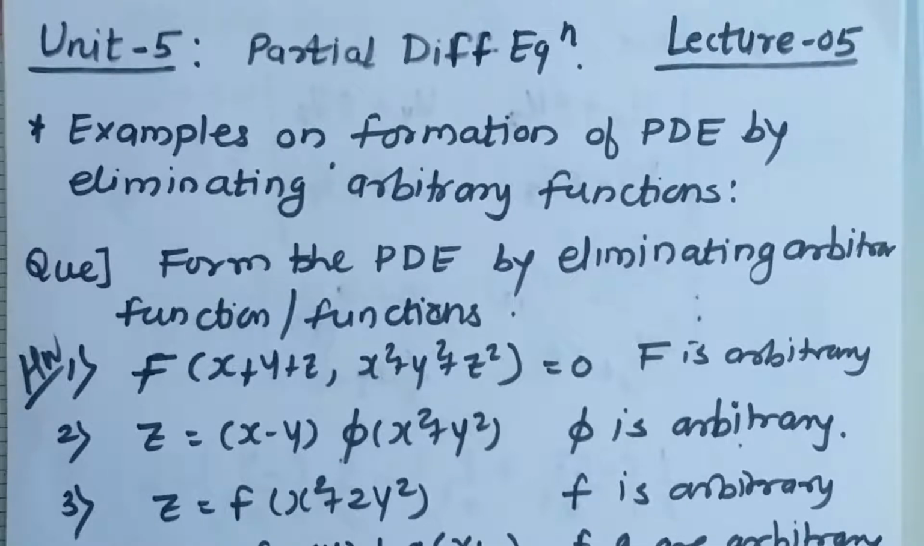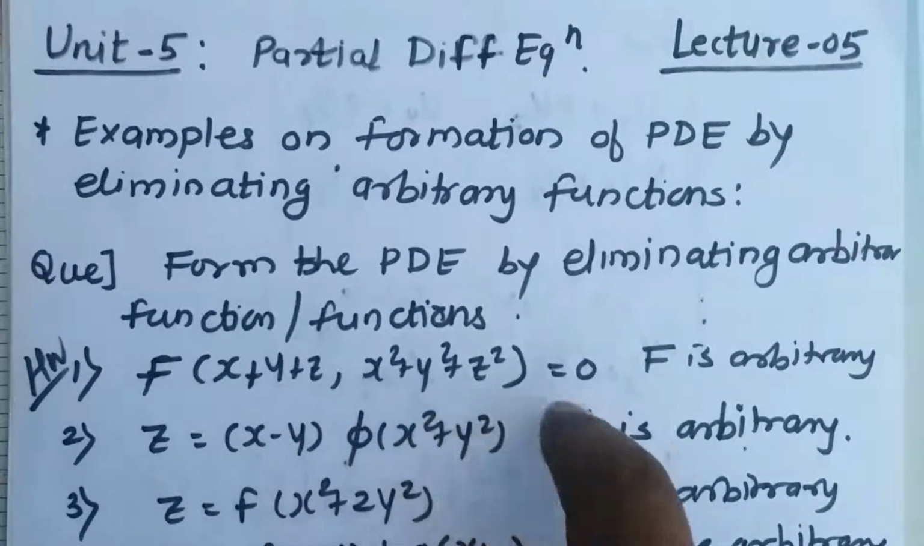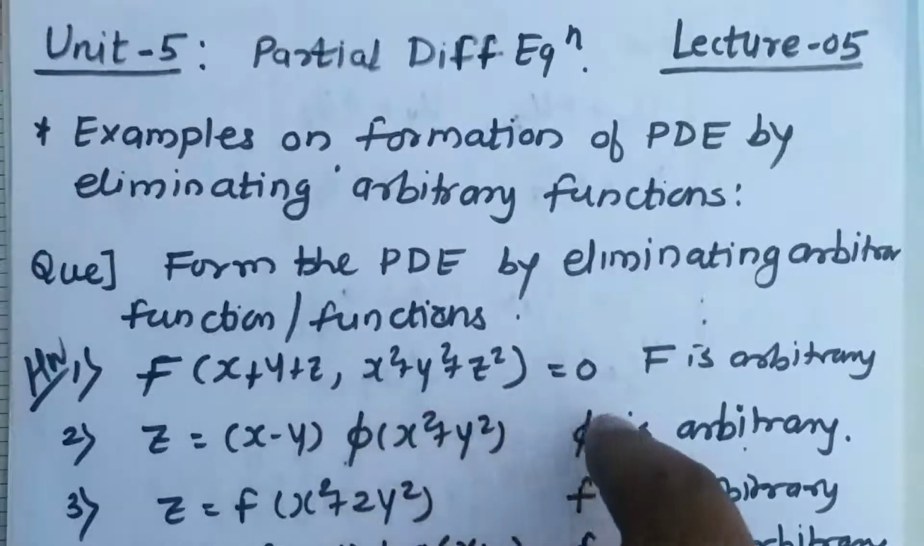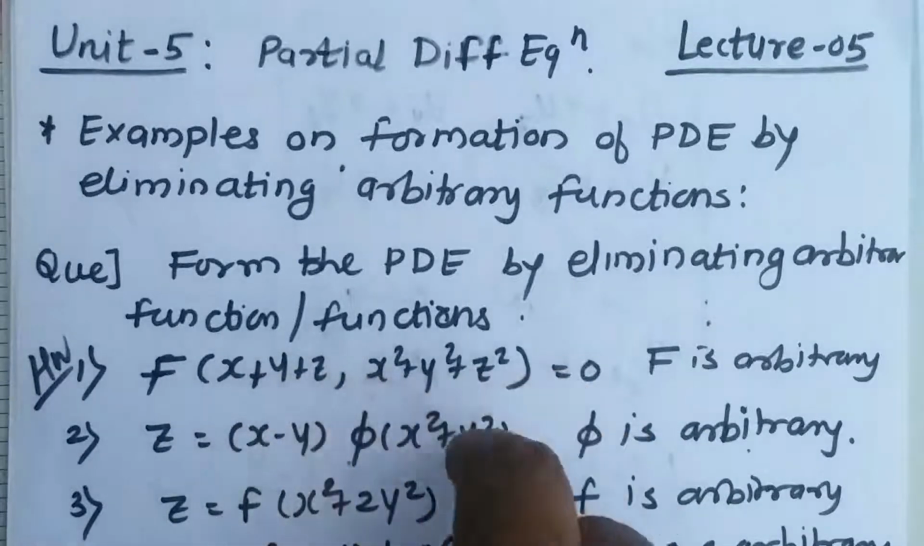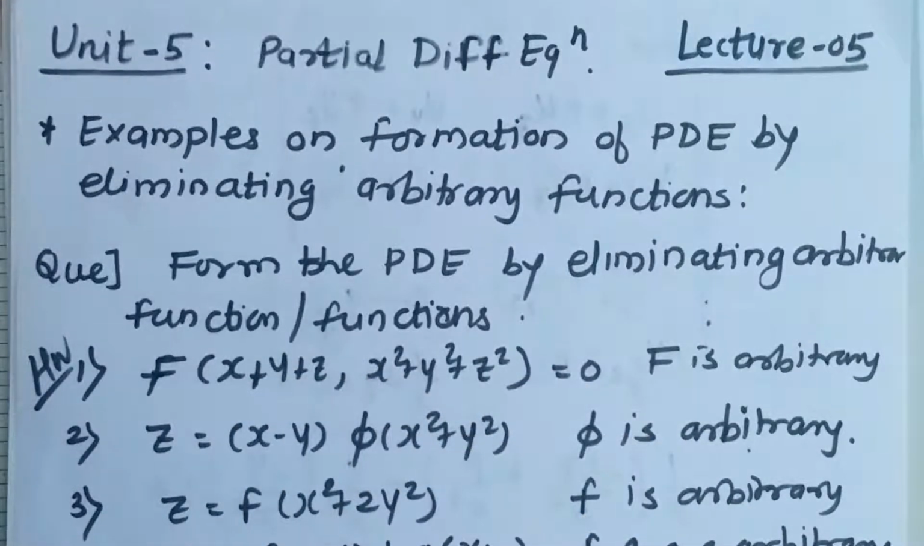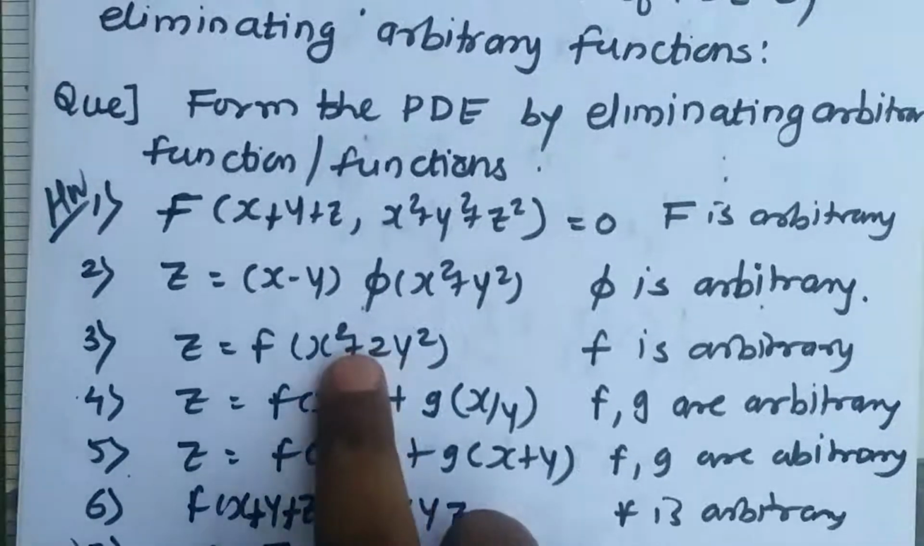Now there may be situations where you don't have that arbitrary function in the form phi of u comma v equal to 0. For example, z equal to x minus y into phi of x square plus y square. Here also we have a single arbitrary function, but it is not in the form phi of u comma v equal to 0. In such a case also we get a partial differential equation of order 1, but we cannot apply the determinant method for this example. So how to do the calculation in such a case, that also we are going to discuss in this video. The same case we have in the second example also.